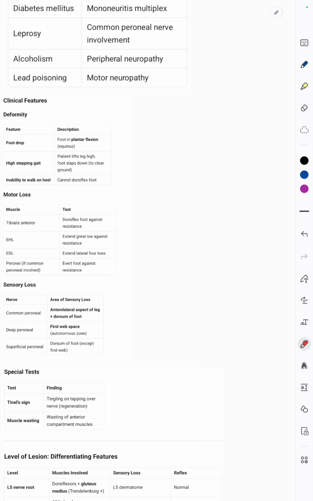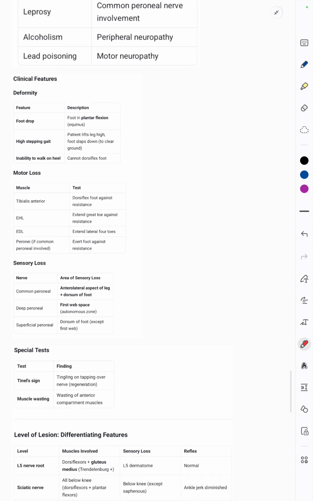And motor loss: the anterior compartment muscles are lost, that is tibialis anterior, extensor hallucis longus, extensor digitorum longus. With the sensory loss, the common peroneal nerve supplies the anterolateral aspect of the leg and dorsum of the foot.